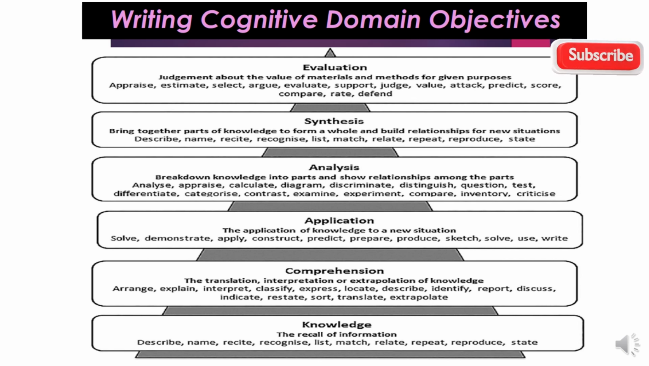The next is analysis. In this, they break down the knowledge into parts and show relationships among the parts. So they analyze, appraise, calculate, diagram, discriminate, distinguish, question, test, differentiate, categorize, and contrast, examine, experiment, compare, inventory, and criticize. So these are the different types of analysis. The next is application.